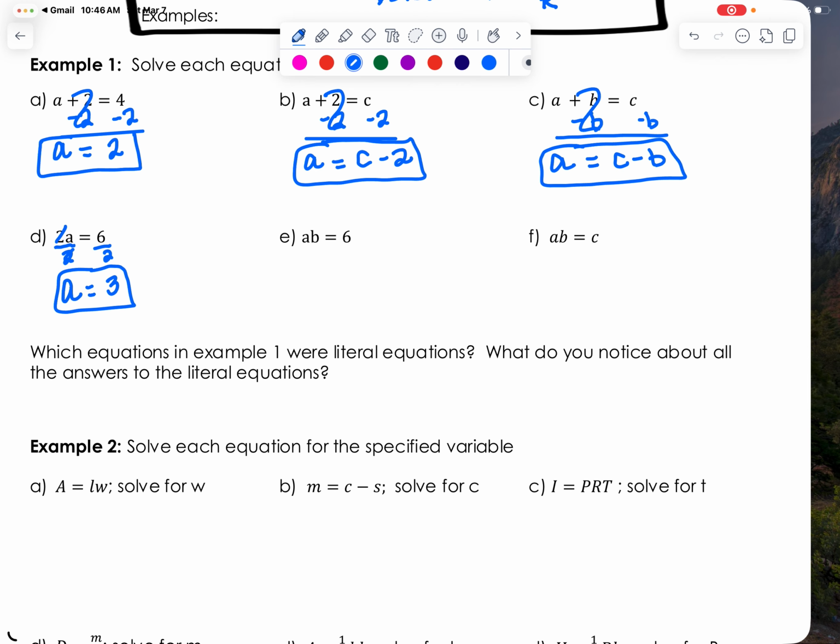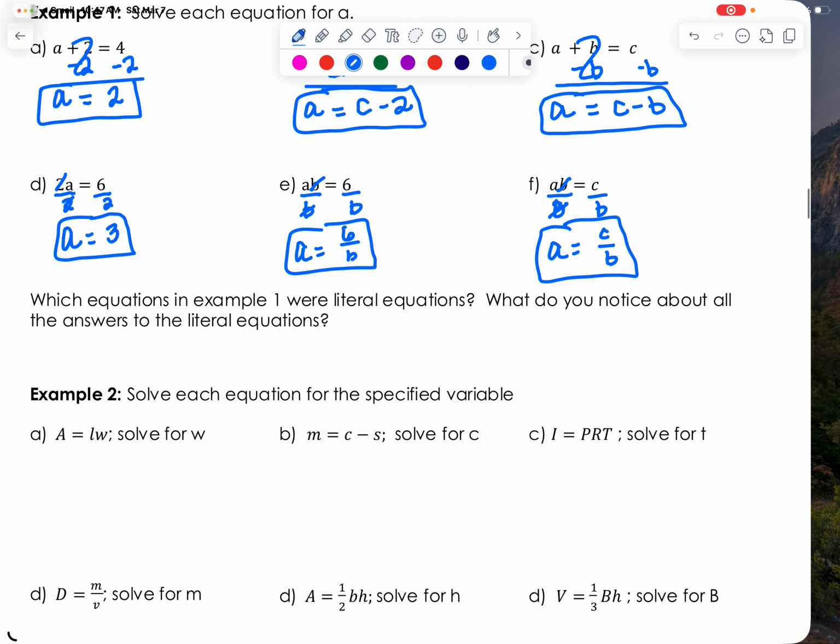All right, problem E. A times B equals 6. If I want to solve for A, I need to remove the B. So I'll divide both sides by B. So B and B would cancel out, and I'm left with A equals 6 divided by B. All right, problem F. A times B is equal to C. I want to solve for A, so I'll divide both sides by B. This B will cancel with this B, and A would equal C divided by B.